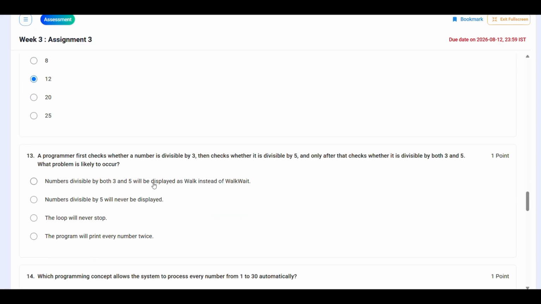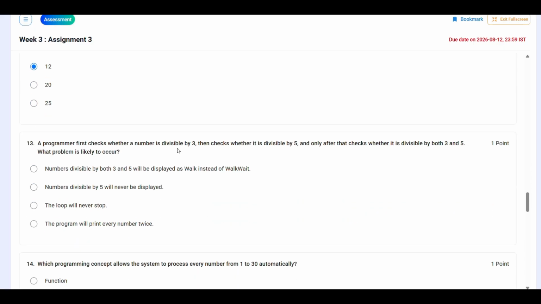Then a program first checks whether the number is divisible by 3, then checks whether it is divisible by 5, and only after that checks whether it is divisible by both 3 and 5. What problem is likely to occur? The problem is that a number divisible by both 3 and 5 will be displayed as walk instead of walk wait. So option 1 is correct.